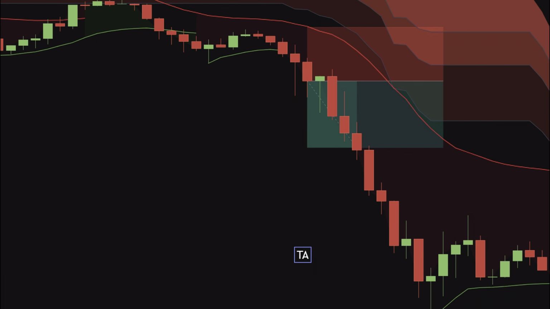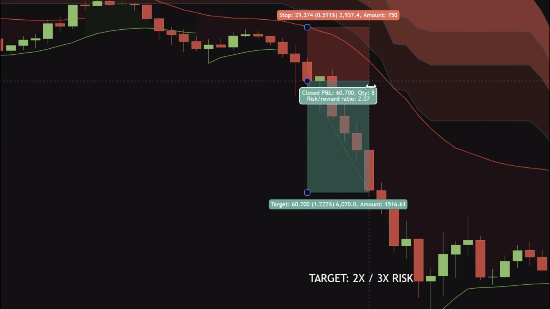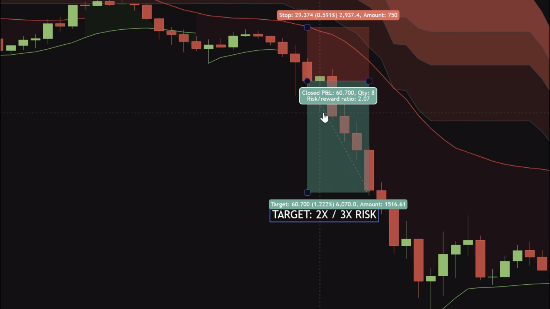You take profit at 2 or 3 times your risk. That's how you stay profitable over time. You don't need to win every trade. You just need your winners to be bigger than your losers.